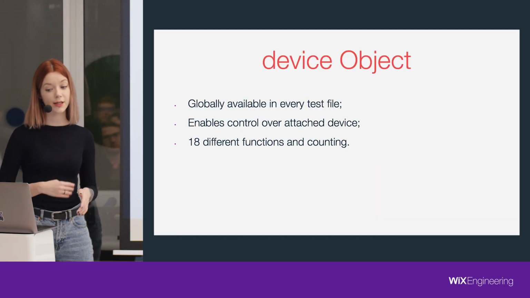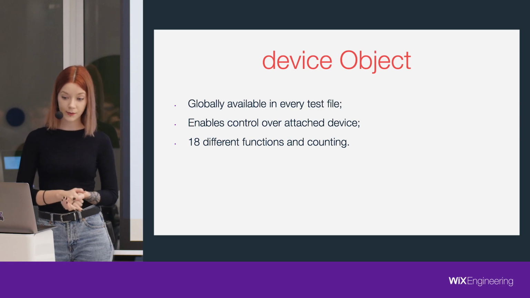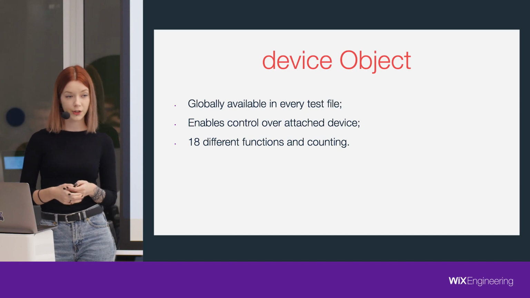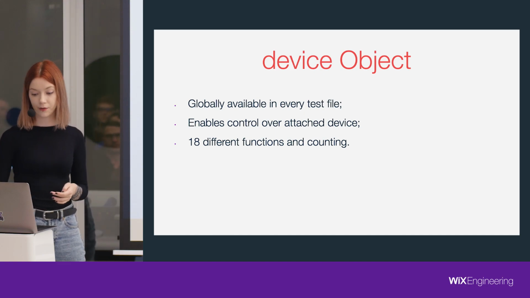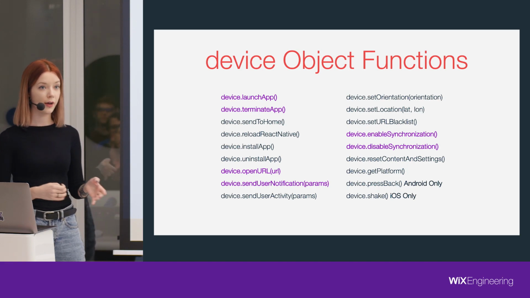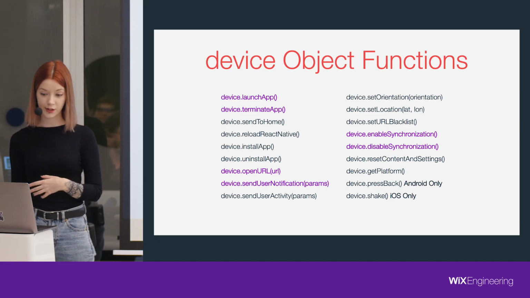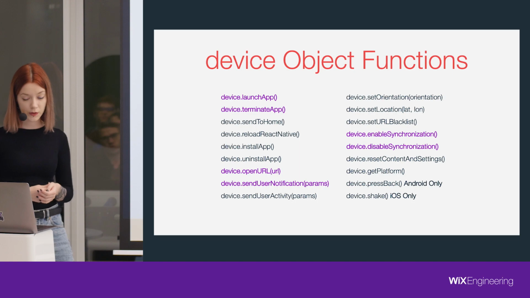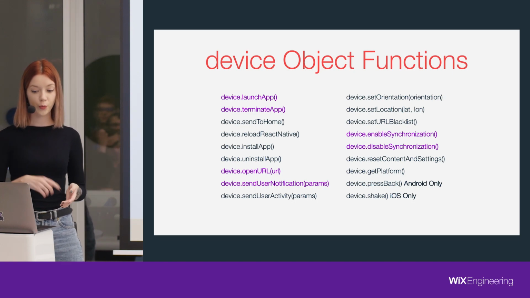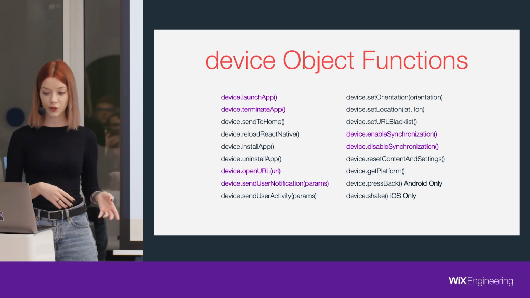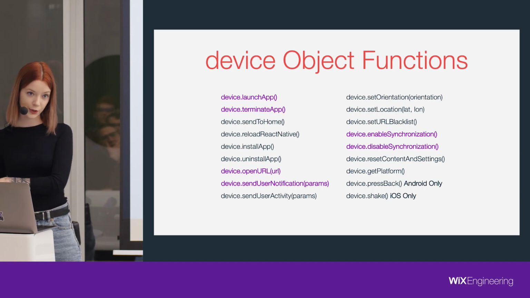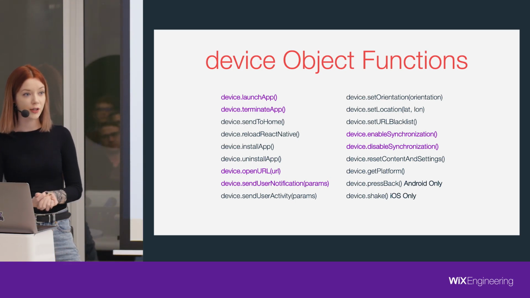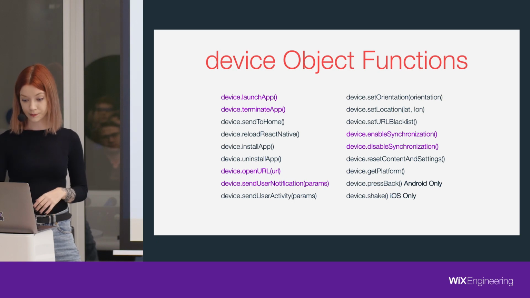So the device object is also globally available in every test file. It enables control over the attached device, and right now there are 18 different functions and counting, because if there is a need from the community, internal or external, these functions are added. I have highlighted in purple the ones that I personally use the most. So it's launch app, terminate app, open app from URL, send user notification, and enable and disable synchronization. About these two, enable and disable synchronization, I'm going to talk a bit more later on.